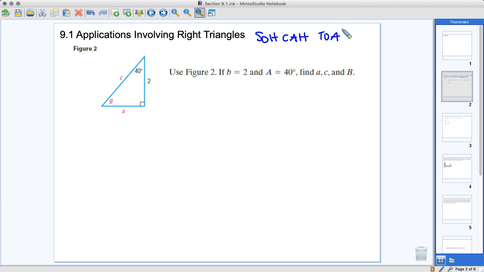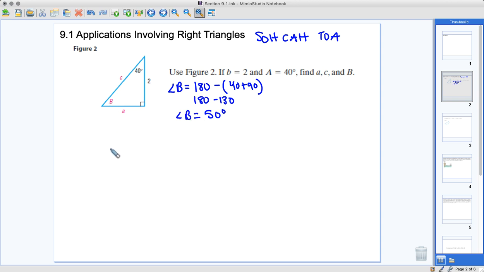SOHCAHTOA. It's on your packet. This isn't anything different than what's on your packet. So you've got this triangle, and it says to find little a, little c, and big B. The first thing I'm going to find is big B. Remember, all three angles add up to 180. So I'm going to take 180 minus, adding 40 and 90 together. So 180 minus 130, angle B is 50 degrees.